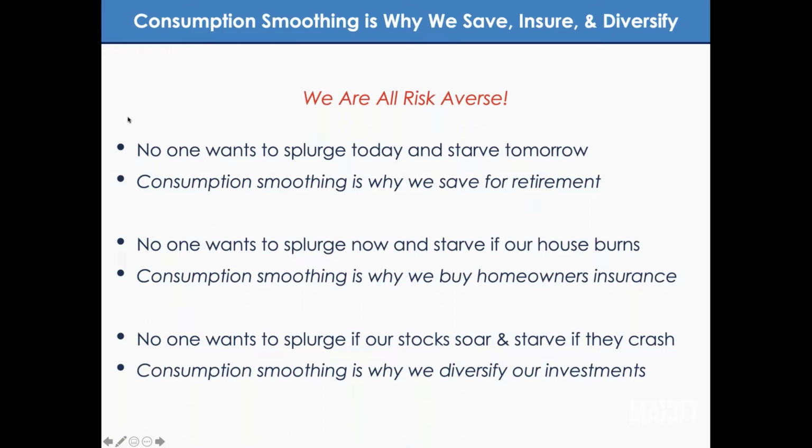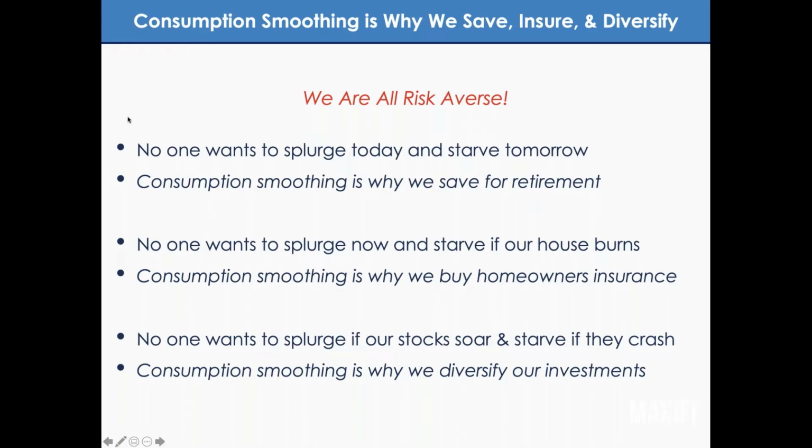And the same thing happens when you think about risks that you might experience. For example, your house could burn down. Well, you don't want to go into that situation and be uninsured. You don't want to not have any homeowners insurance, and then your house burns down, you have nowhere to live. Because you're risk averse, you don't want to do that. So that would be splurging in the context of your house not burning down, but starving when your house burns down because you've lost a place to live. You wouldn't have the money to rebuild your house or anywhere to live possibly.